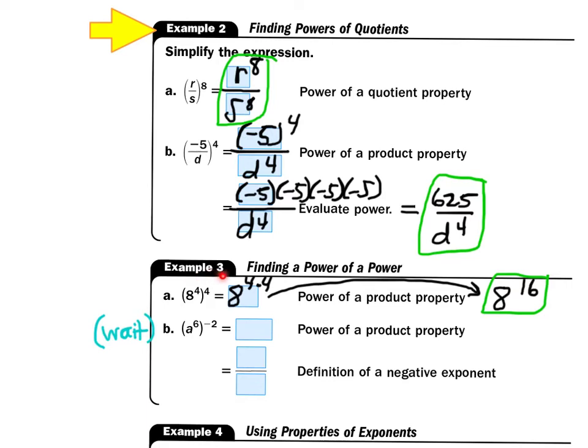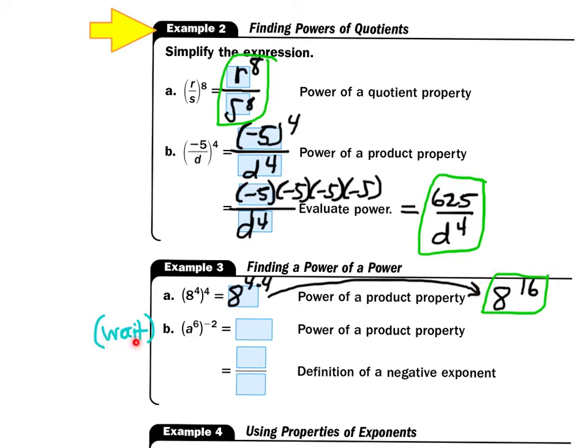All right, take a look at example 3, letter A. I have in parentheses 8 to the 4th power, all raised to the 4th power. So if it were me, I'd grab my red and I'd circle the little 4 times 4 here. So that becomes 8 to the 4 times 4 power. So that's 8 to the power of 16.